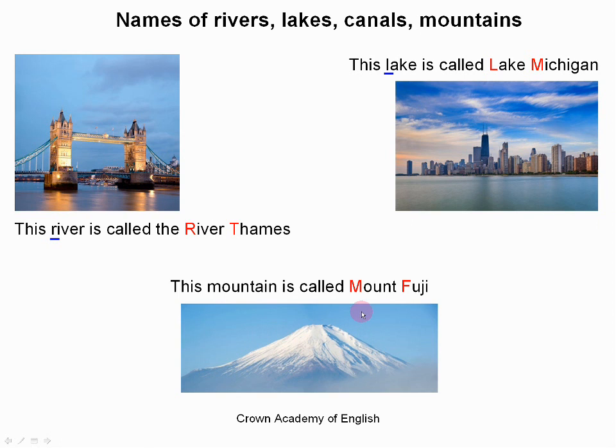This mountain is called Mount Fuji. This is in Japan. Again, these two words are the name of the mountain, and they both have capital letters. But the word mountain, by itself, just has a small letter, a lowercase m.